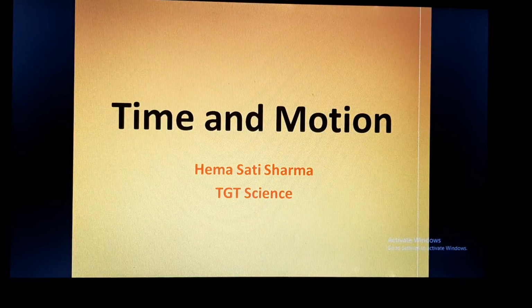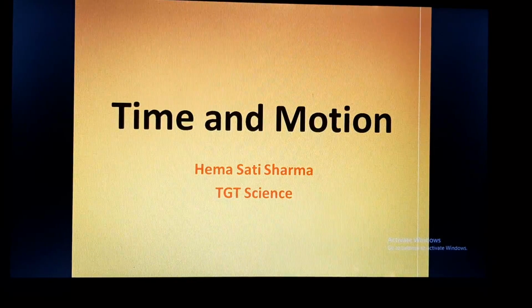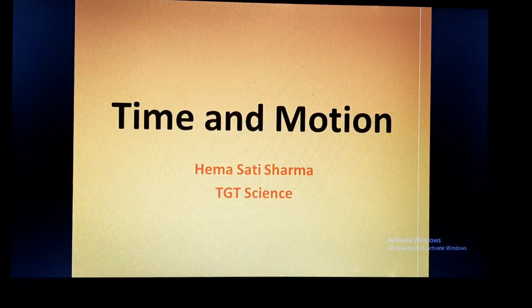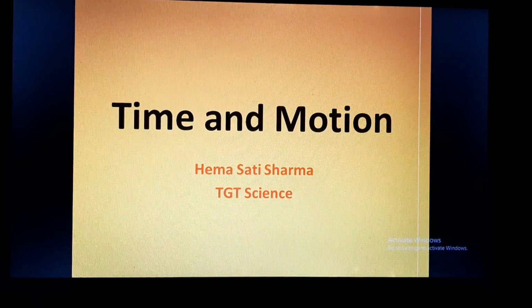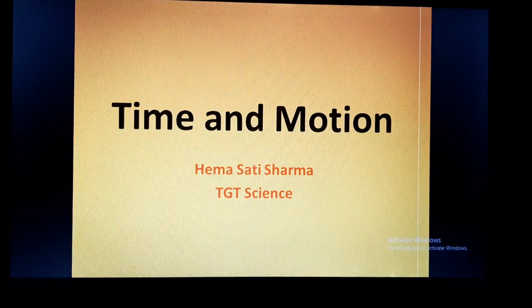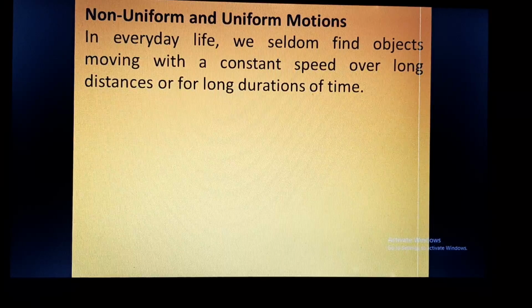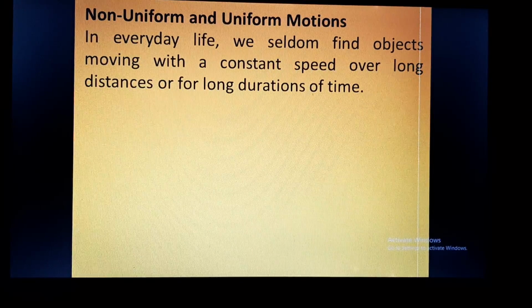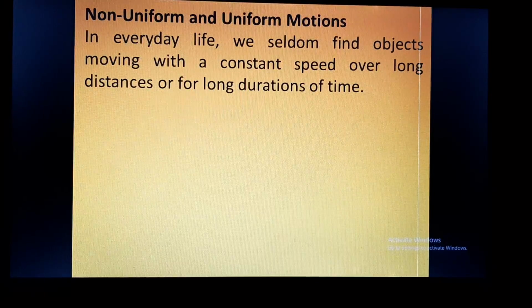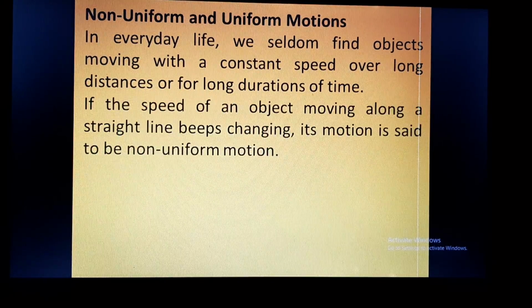We are discussing the chapter Time and Motion for class 7. We have already discussed motion, we have discussed time, we have discussed speed, and today we are going to discuss uniform and non-uniform motion. So in everyday life we see that objects don't move with a constant speed over a long distance or for a longer duration of time.